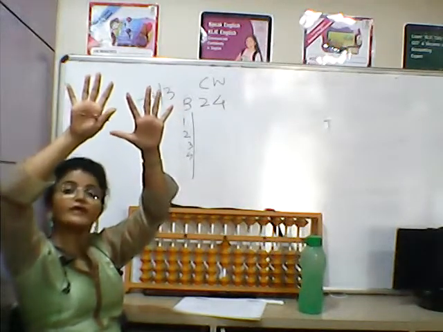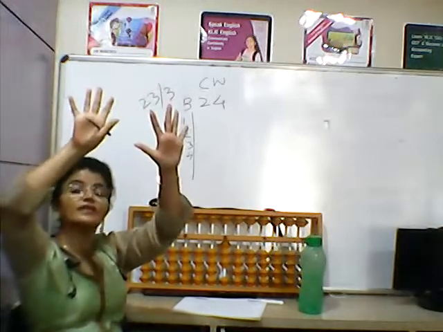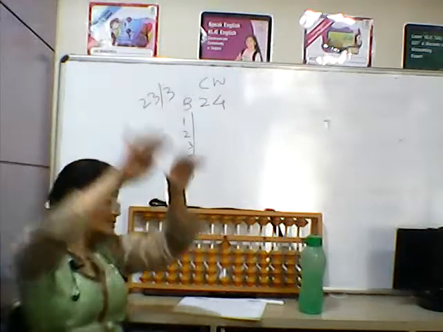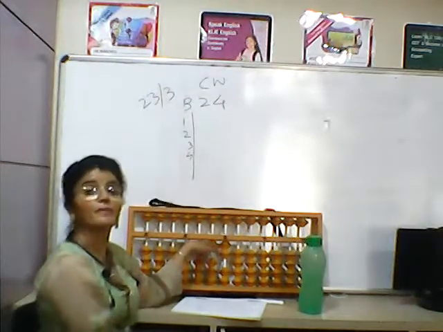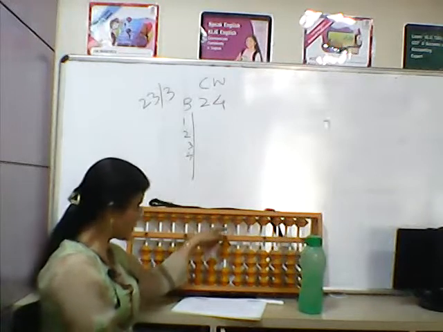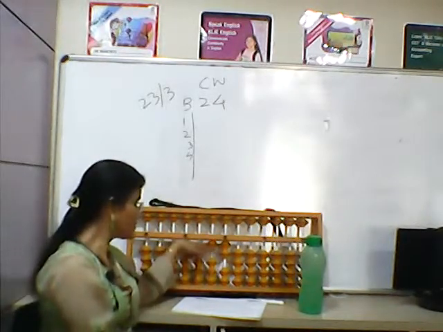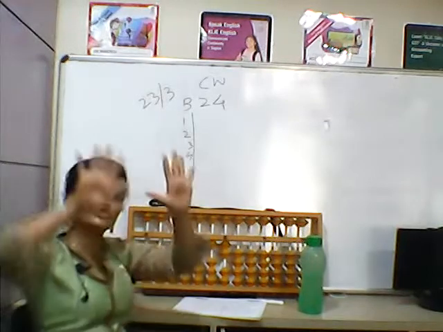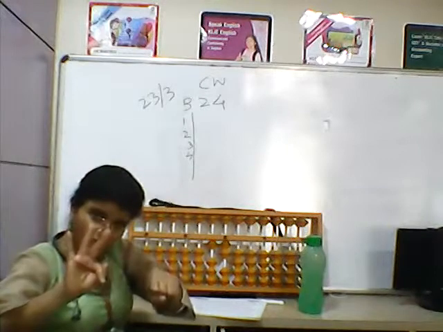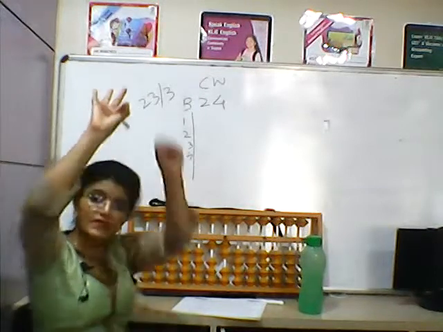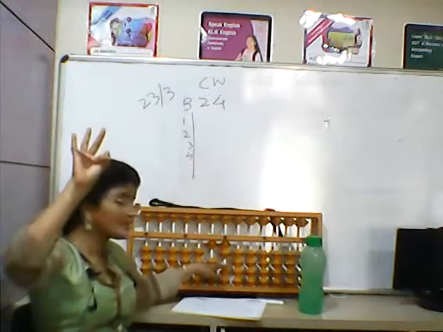9 ka friend, minus 1. Minus 1, plus 10. Minus 7. Can we do minus 7 directly? No. Can we do minus 10? Yes. Show 10. Show minus 7. So minus 10 plus 3.